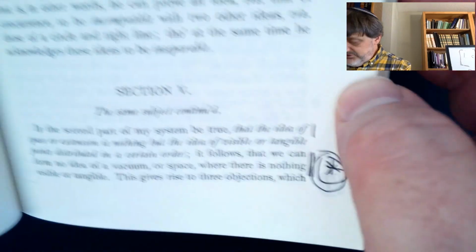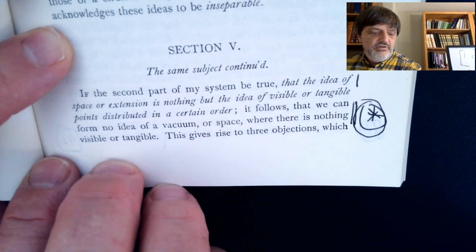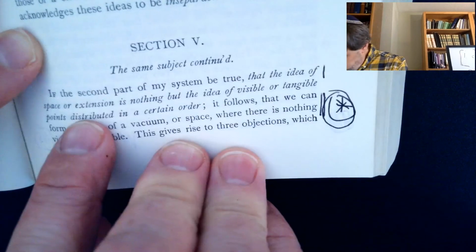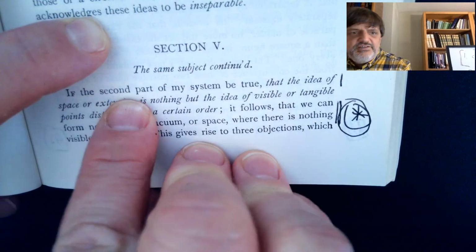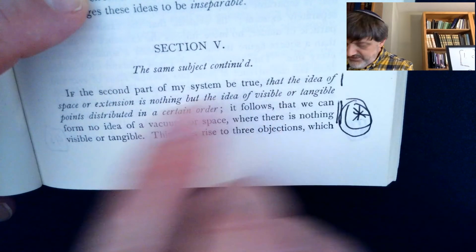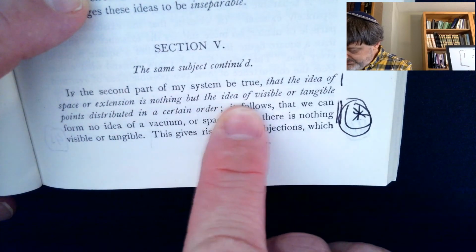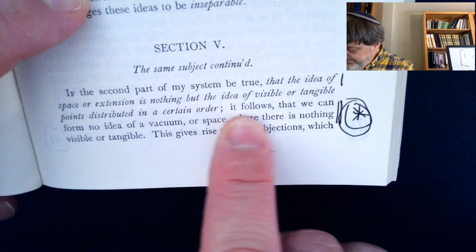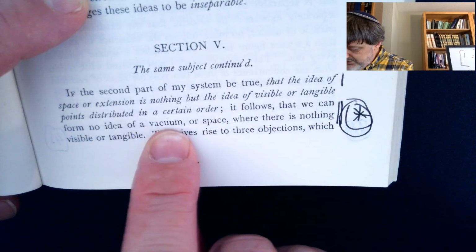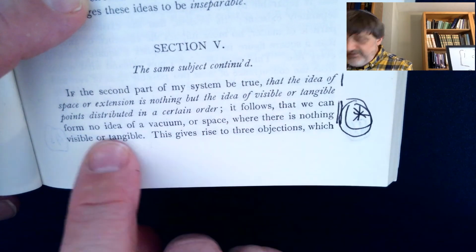Right, so going back to this, this is on page 40 in your edition, and it's part 2, section 5, paragraph 1. "If the second part of my system be true, that the idea of space or extension is nothing but the idea of visible or tangible points distributed in a certain order, it follows that we can form no idea of a vacuum or space where there is nothing visible or tangible."